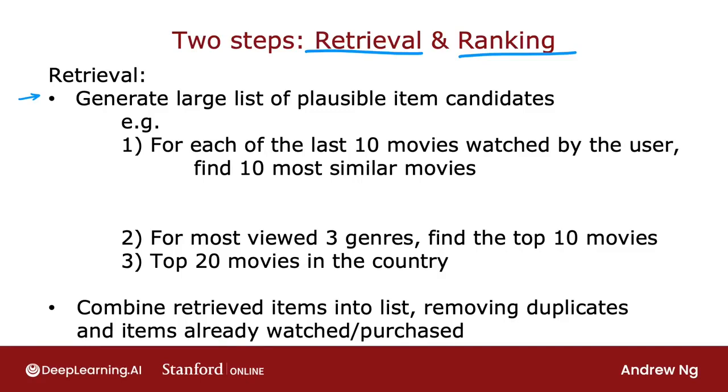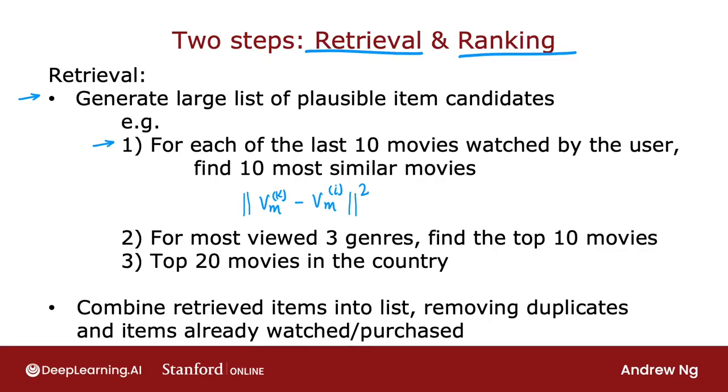So here's an example. During the retrieval step, we might do something like, for each of the last 10 movies that the user has watched, find the 10 most similar movies. So this means, for example, if a user has watched the movie I with vector VIM, you can find the movies K with vector VKM that is similar to that. And as you saw in the last video, finding the similar movies to a given movie can be pre-computed.